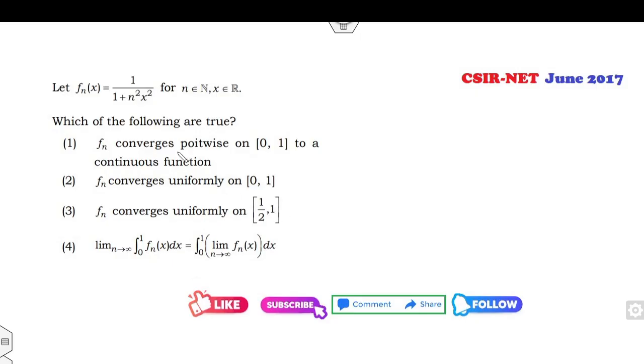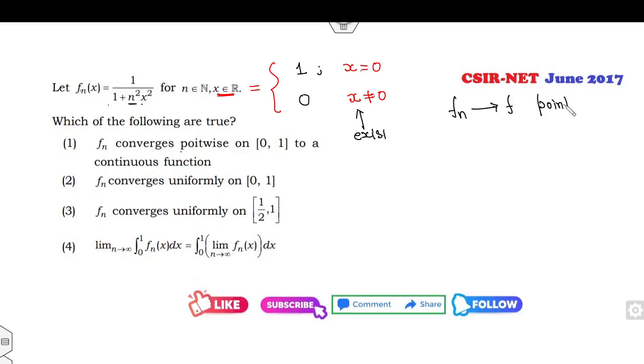Okay, again they are talking about pointwise convergence. So consider the collection of all x in R. x is 0, x is non-zero. If x is 0, the sequence limit is 1. If x is non-zero, then the limit as n approaches infinity is 0. Clearly both the limits exist. Therefore, Fn converges to F pointwise.